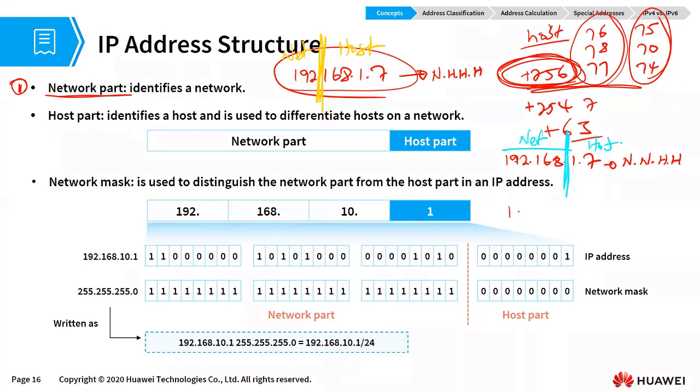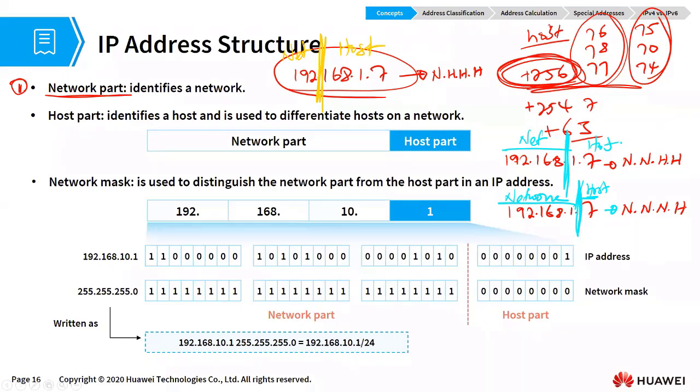Again, in the IP address 192.168.1.7, same IP address, we could decide to divide it from here and say the whole of this represents the network and only this one represents the host, which means we are having an IP address in the format network.network.network.host. Now, why is this very important?